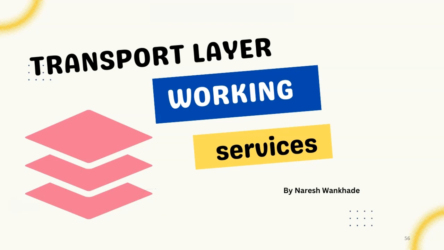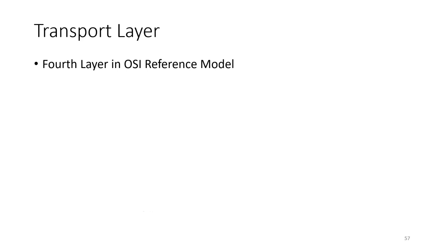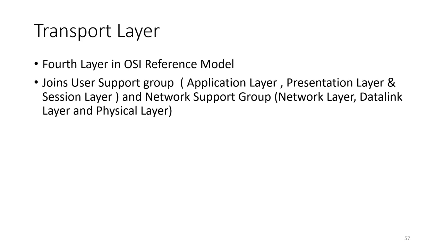Hello friends, in this video lecture we will see transport layer with its working and services. We know that transport layer is the fourth layer in OSI reference model. Because of its position, transport layer joins user support group and network support group.